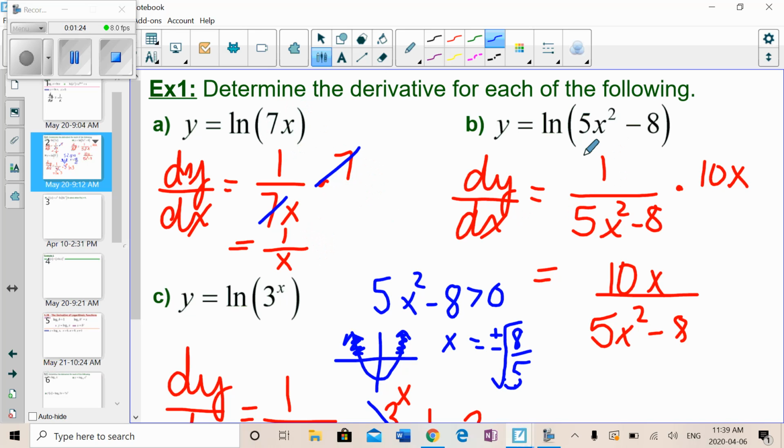Same thing with this one. It's ln of a quantity, so when you're deriving it, you have to do 1 over that quantity, but then you have to derive the inside, so you have to dot 10x, so you just get 10x over 5x squared minus 8.